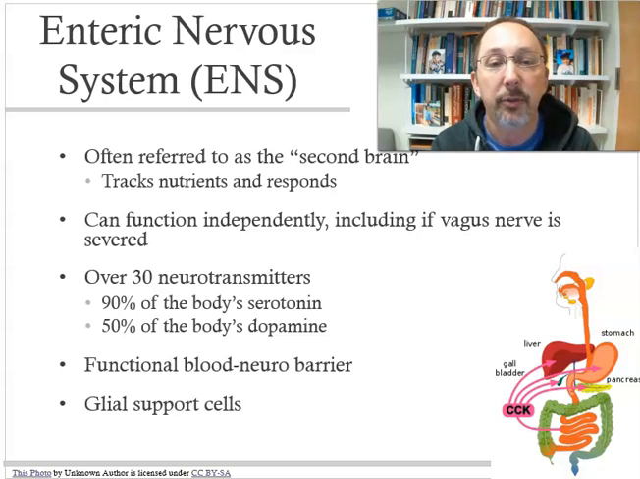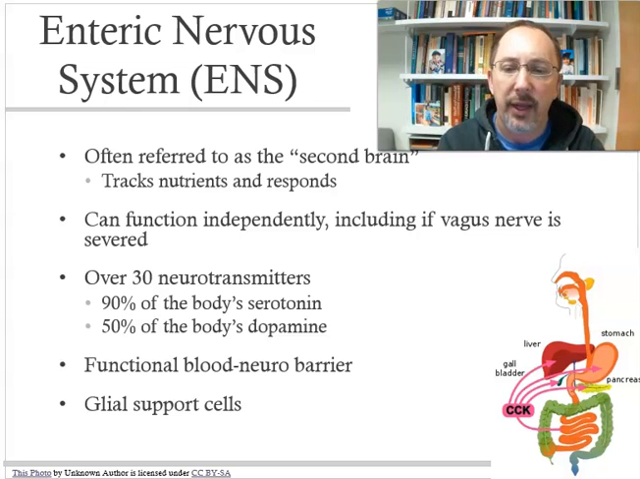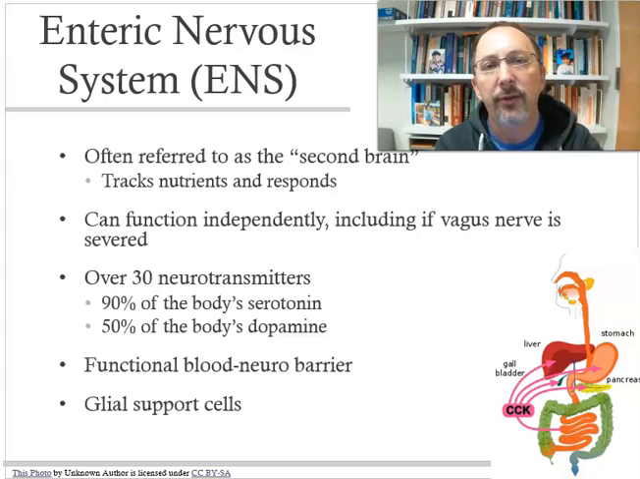It has a functional blood-brain type barrier protecting the neurons. And it has glial support cells that are similar to the astrocytes in the brain. So it's a very interesting area of research, very clearly its own thing, and I think we're going to see a lot about it in the future. For instance, there's some recent theories that suggest things like Parkinson's disease may have a gut link, where it starts in the gut and kind of follows up into the brain. So some very interesting areas of research here.